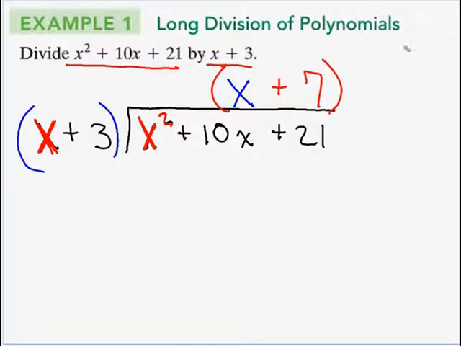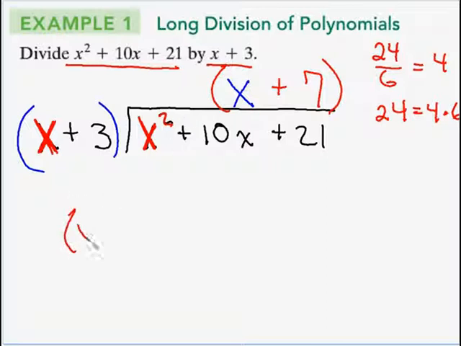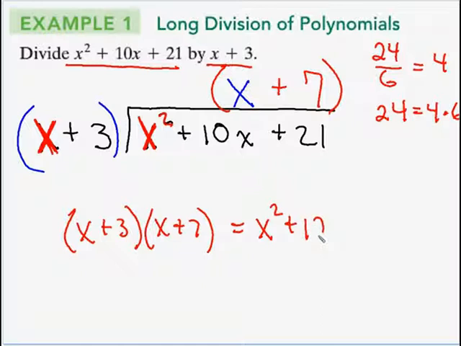Now, if I was to do this, let's see here, 24 divided by 6 is equal to 4 with no remainder. Another way to look at this would be to multiply both sides by this denominator 6. 24 is equal to 4 times 6. And we could do that here with this polynomial and say that x plus 3 times x plus 7 is equal to x squared plus 10x plus 21.